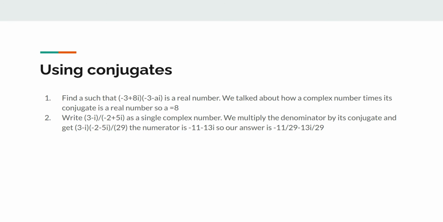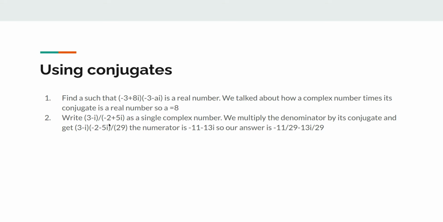Okay, here are two examples using conjugates. You're asked to find a such that -3 plus ai times -3 minus ai is a real number. We talked about how a complex number times its conjugate is a real number, because a plus bi times a minus bi is a squared plus b squared, which is clearly real. So a can be any real number, because -3 plus 8i times -3 minus 8i is a real number.